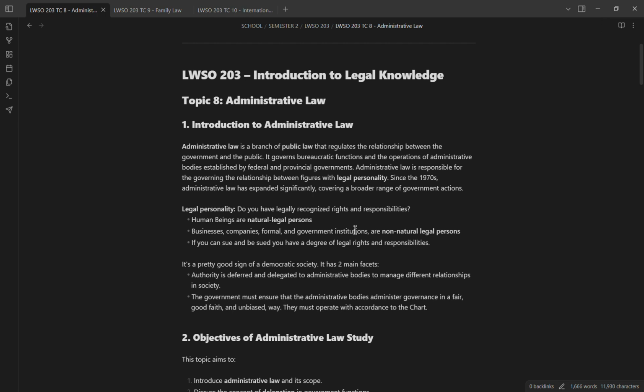So again, what is legal personality? This is going to be an important thing in international law, so we might as well cover it. Legal personality is the idea of having legally recognized rights and responsibilities. So the question is, who has a legal personality? Human beings are natural legal persons, while businesses, companies, and government institutions are non-natural legal persons.